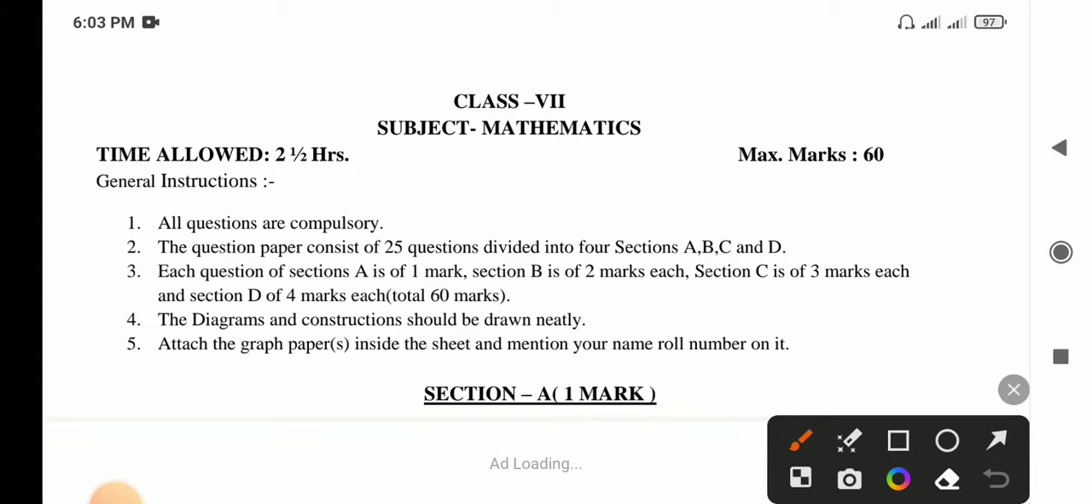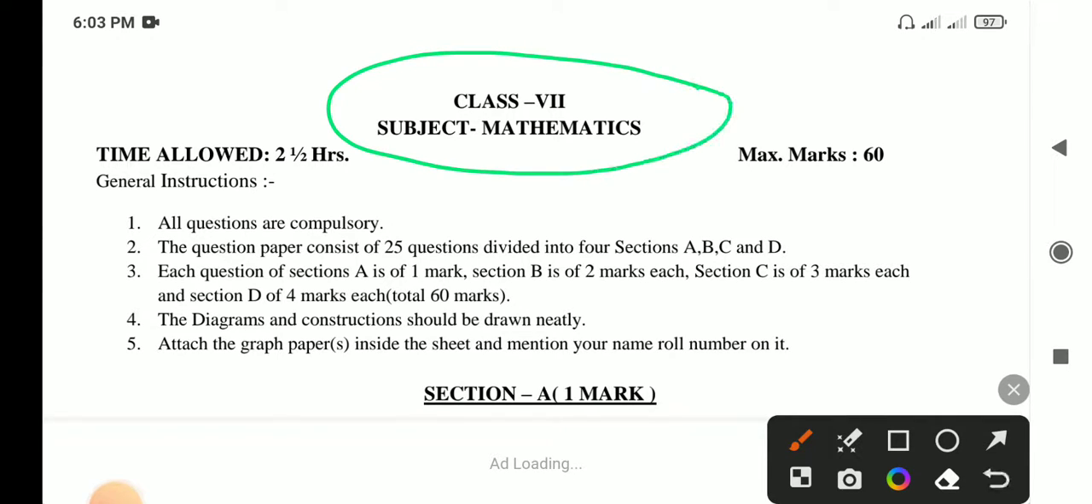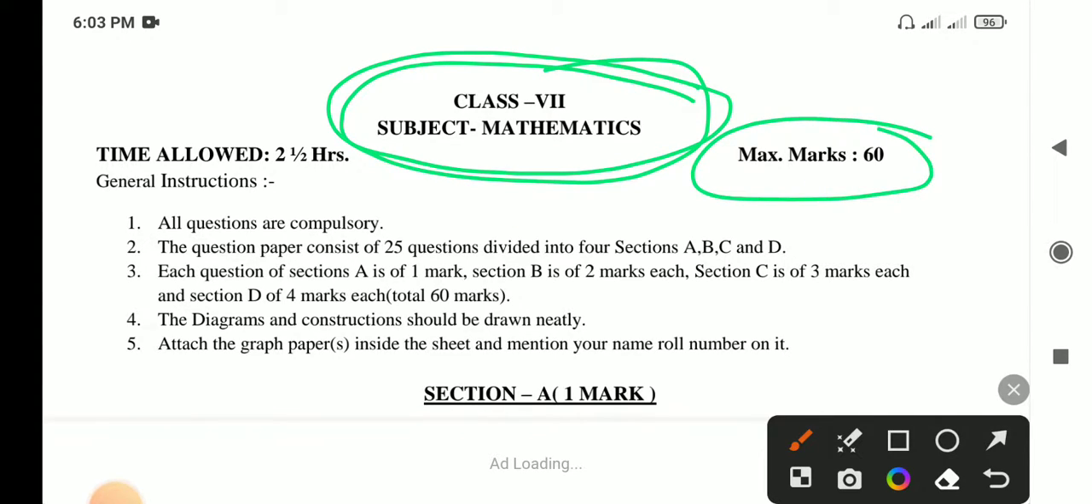So let's start. Students, it is clear from the thumbnail of the video that today we are going to attempt the first weekly test of mathematics class 7, fully based on the pattern issued by CBSE. You can see on the screen that class 7, subject mathematics, and the maximum marks is 60. Time allowed is 2.5 hours, and some general instructions are also given that are very important if you are going to attempt these questions.